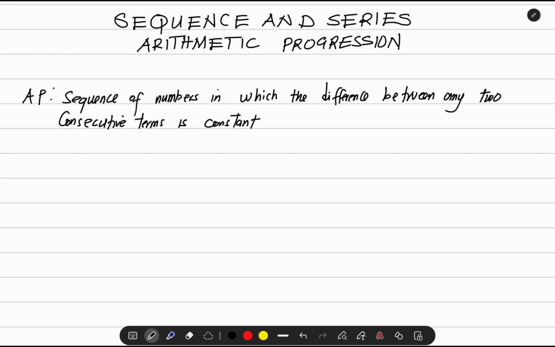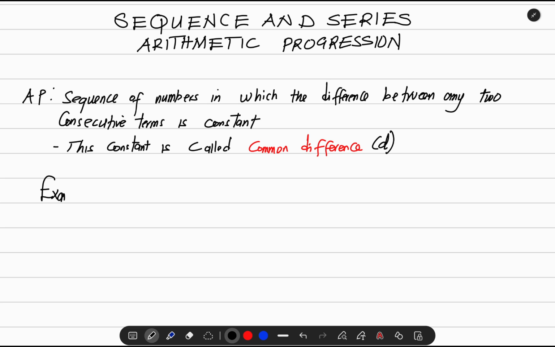Okay? This difference is what you call the common difference. So this constant is called the common difference. Clear, right? Exactly. So the symbol is actually D. So if I give you an example, I give you 3, 7, 11, 15.